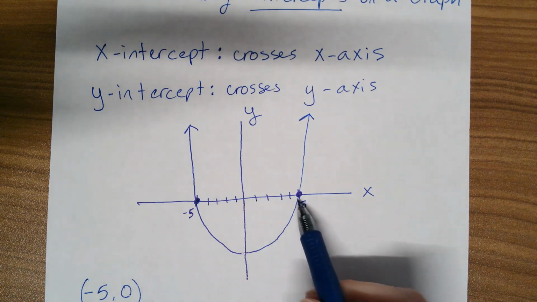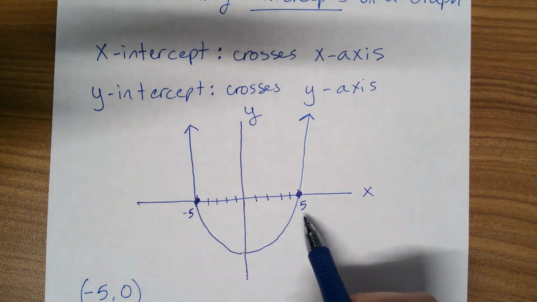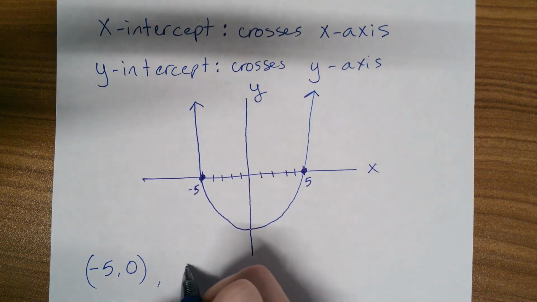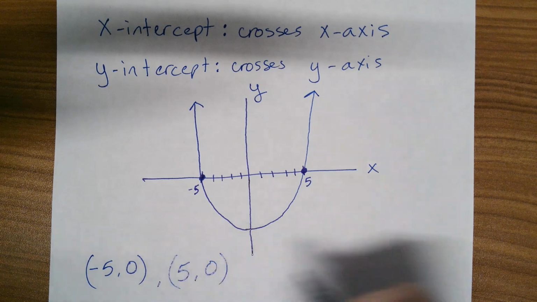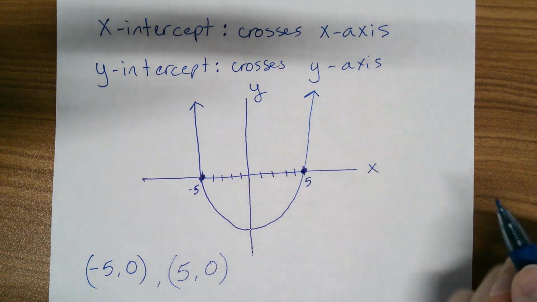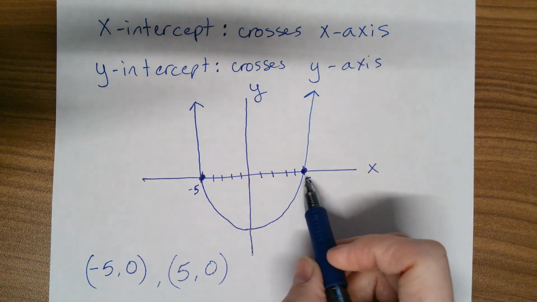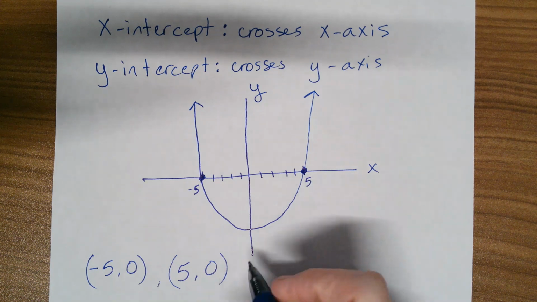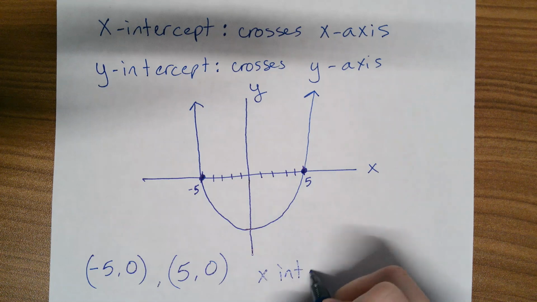Take a second, what is the coordinate of my other x-intercept? It is 5, 0. Right, because it's at 5 on the x value, or on the x-axis, and we're at 0 for the y value. So these are my two x-intercepts.